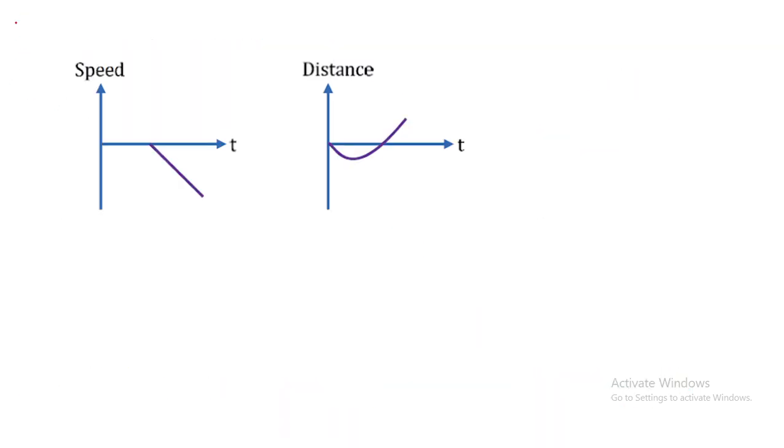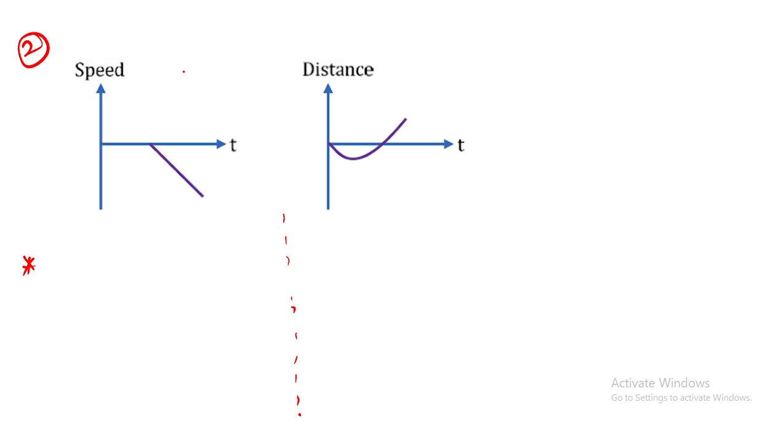Okay, write this one. Second question. This is a speed versus t graph, and this is a distance versus t graph. Is this graph possible?